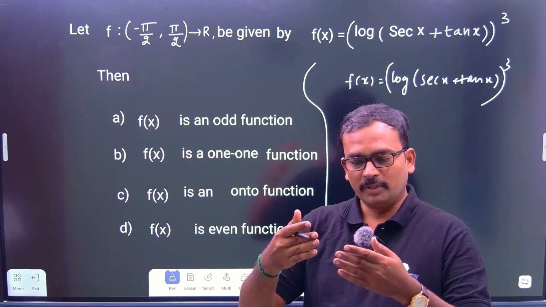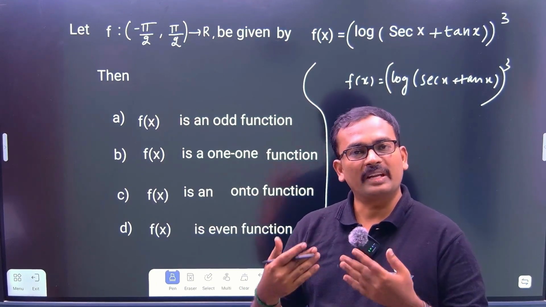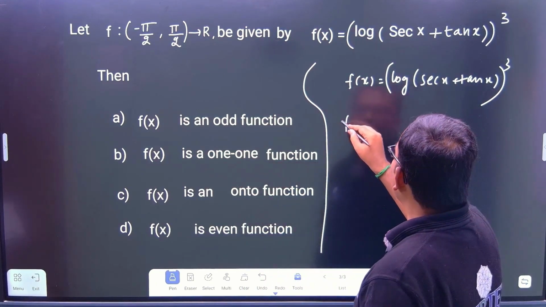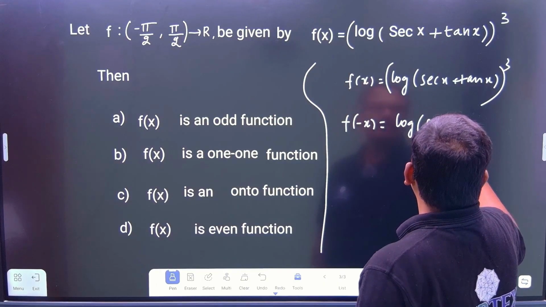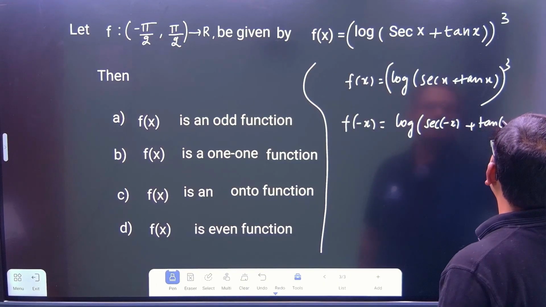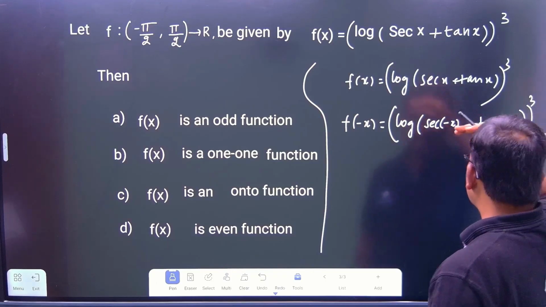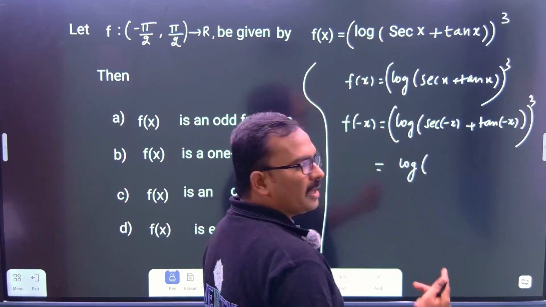What is an odd function? If you replace x by minus x, you will get minus f of x, right? You have to replace x by minus x. What will you get? Log of (secant of minus x plus tan of minus x) whole cube, right? What will you get? Just you can see here the log of secant minus x.